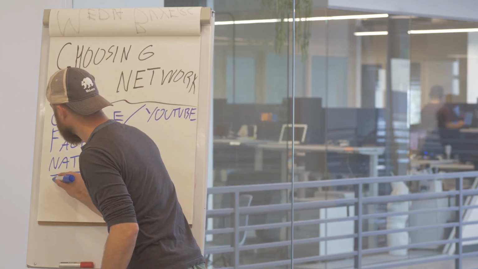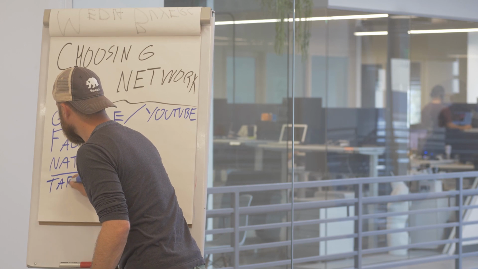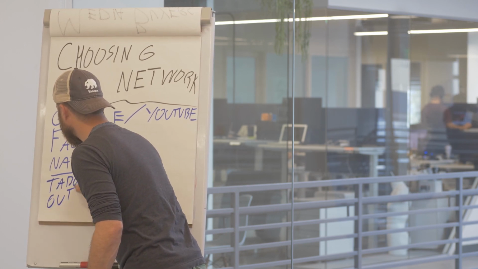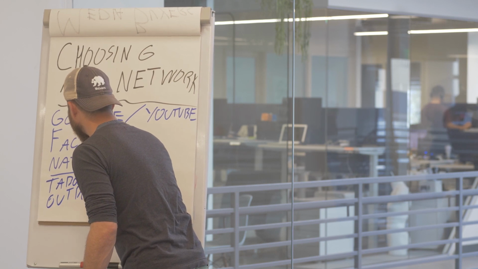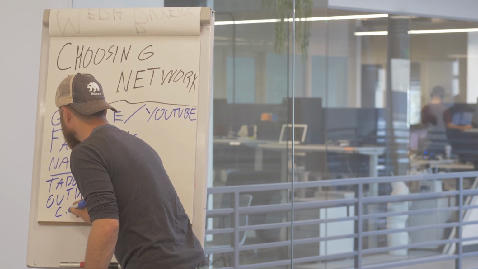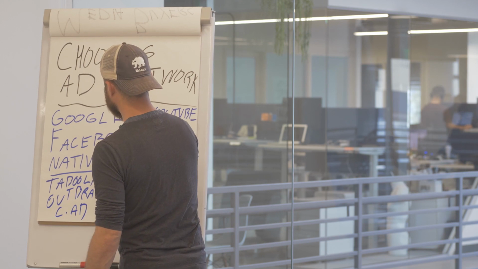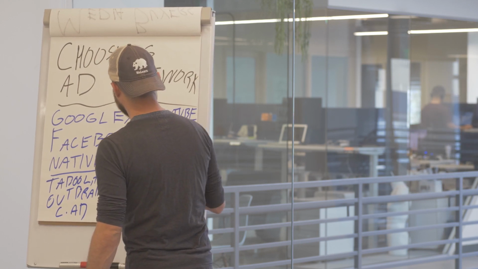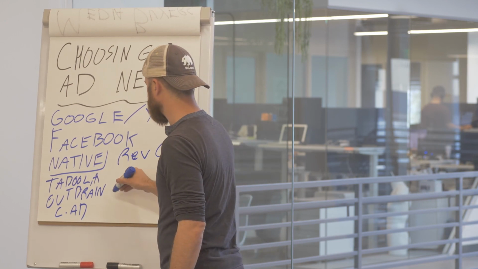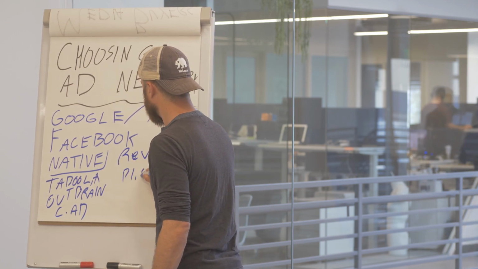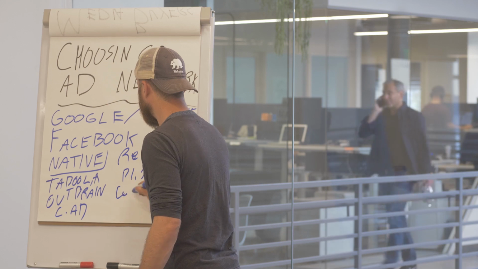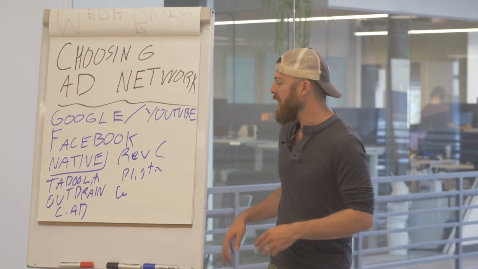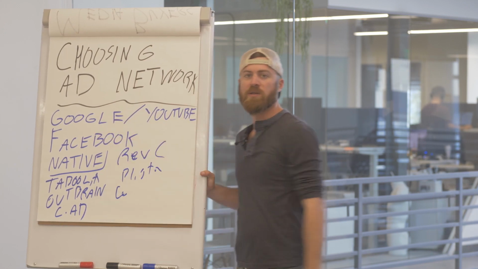So native is, you can do Taboola, there's Outbrain, there's content ad, there's Rev Content, there's Plista, Lockerdome, VCO. There's a ton of ad networks out there, but these are the big ones. Now, how do you choose which ones to do?